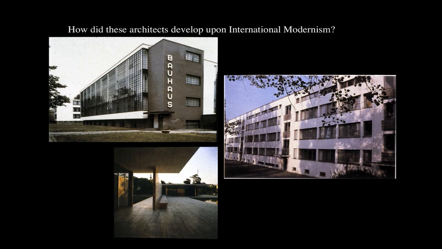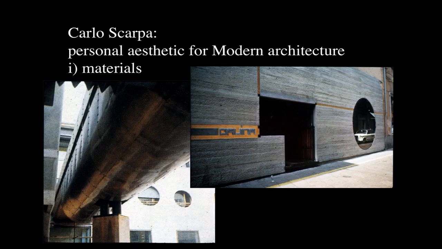But we're going to ask the question of Scarpa that we ask of all architects in this part of the course. How did Scarpa develop upon international modernism? Well, we're going to see that he developed a personal aesthetic for modern architecture. Something that is very different from the radical stuff that we saw in the immediate post-World War I period, but still modern and still allowing his thumbprint to be seen on modern design.